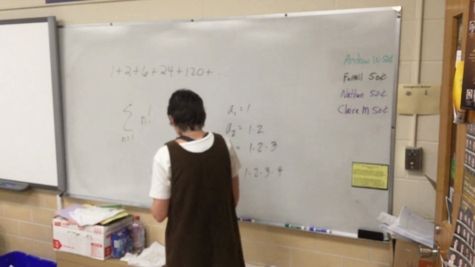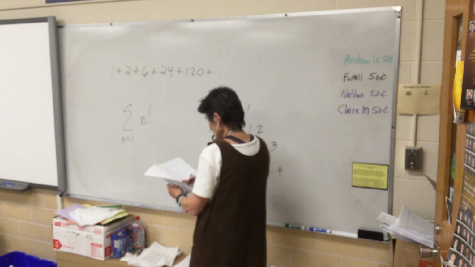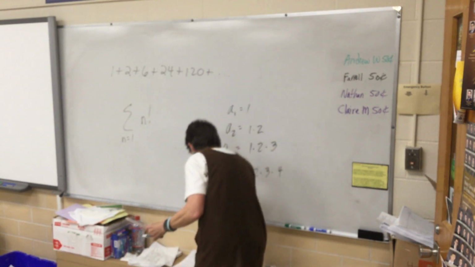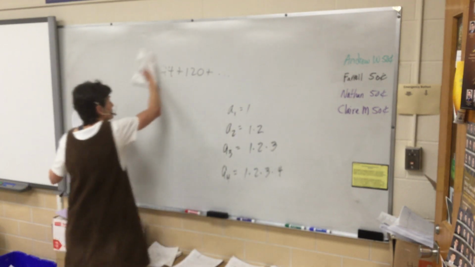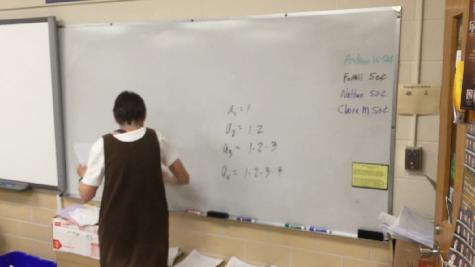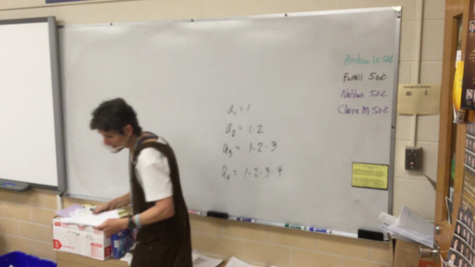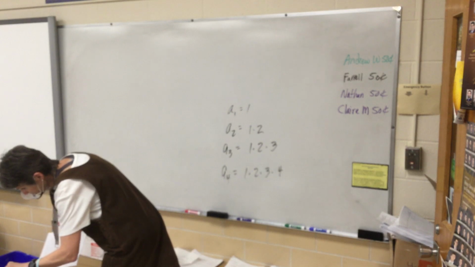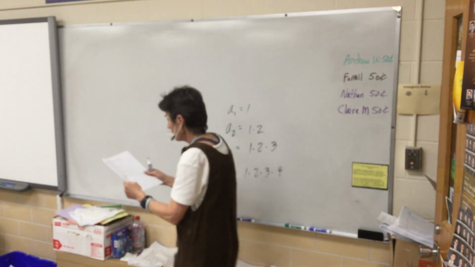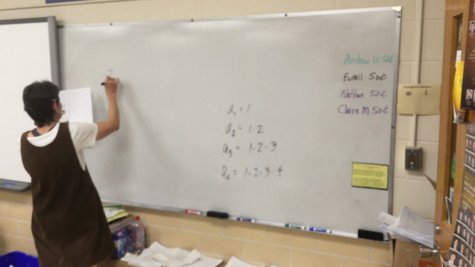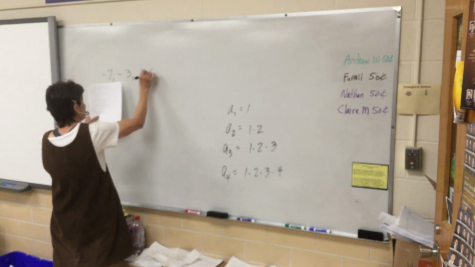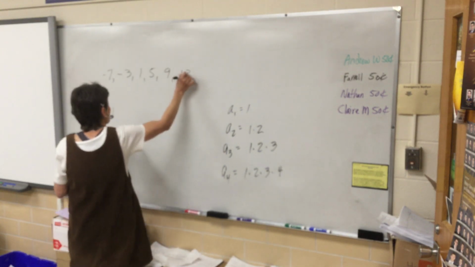All right, part 3, we're going to actually find some sums. Now I gotta keep an eye on the time because I want to do one other thing too. Okay, all right, so let's find some sums now. So we got -7, -3, 1, 5, 9, 13.